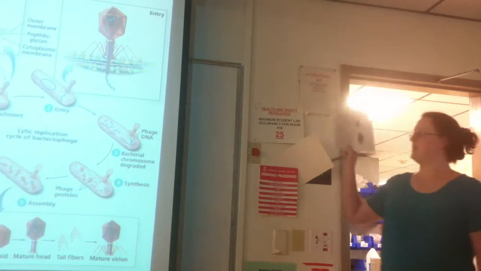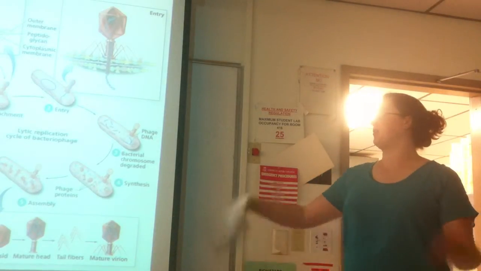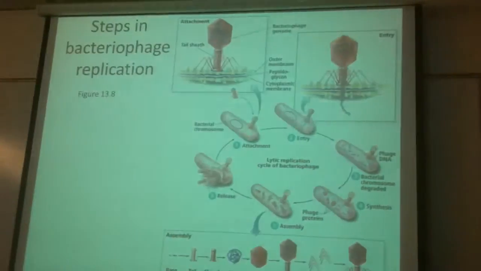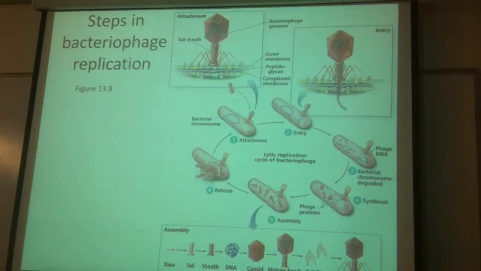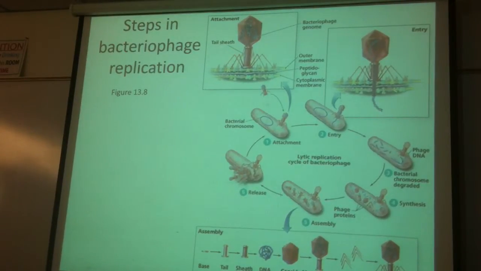Okay, so synthesis: make everything, assemble, put it all together. Once you have a bunch of little mature virions, babies in there, you break the cell open and burst out. Alien movie.